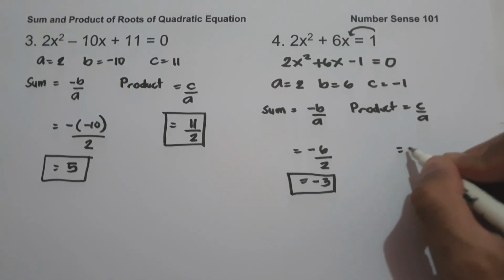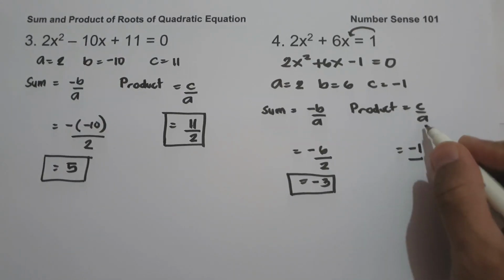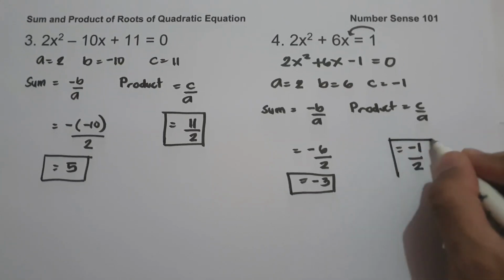And for the product, we have negative 1, that is c, divided by a, that is 2. And this will be our answer.